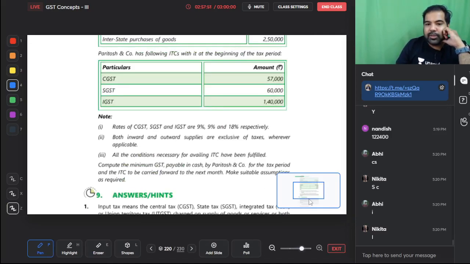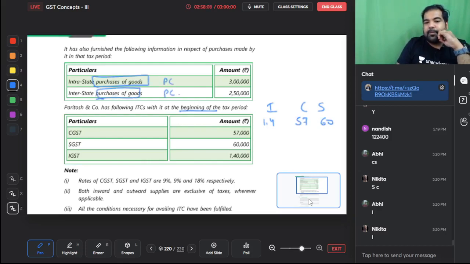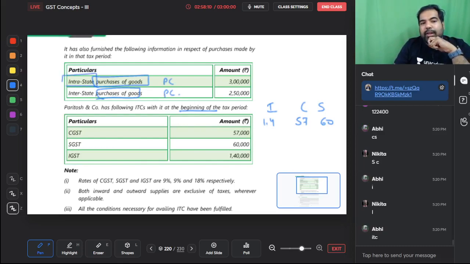Now let's see the purchase. Guys, is this the opening balance? Yes, 57 ICNS opening balance, 1.4, 57 and 60. And guys, on purchase, what do you get? On purchase, you get credit. On intrastate purchase, what credit will you get? You will get C and S. And on interstate purchase, what credit will you get? You will get I. So you will get the total here.